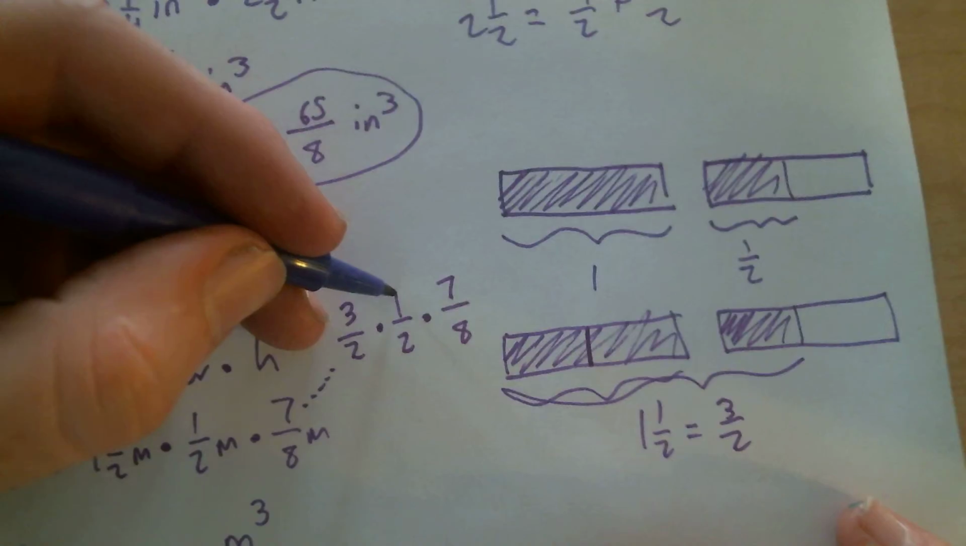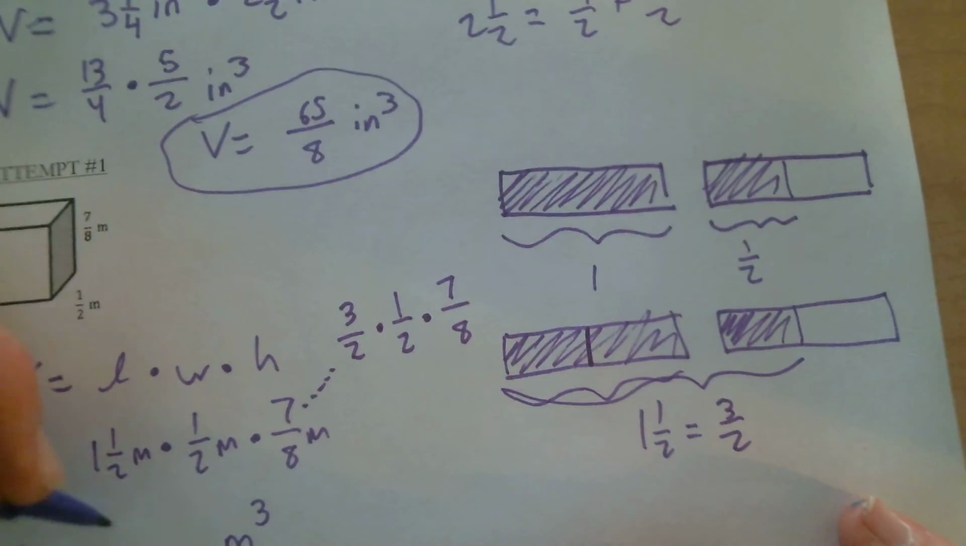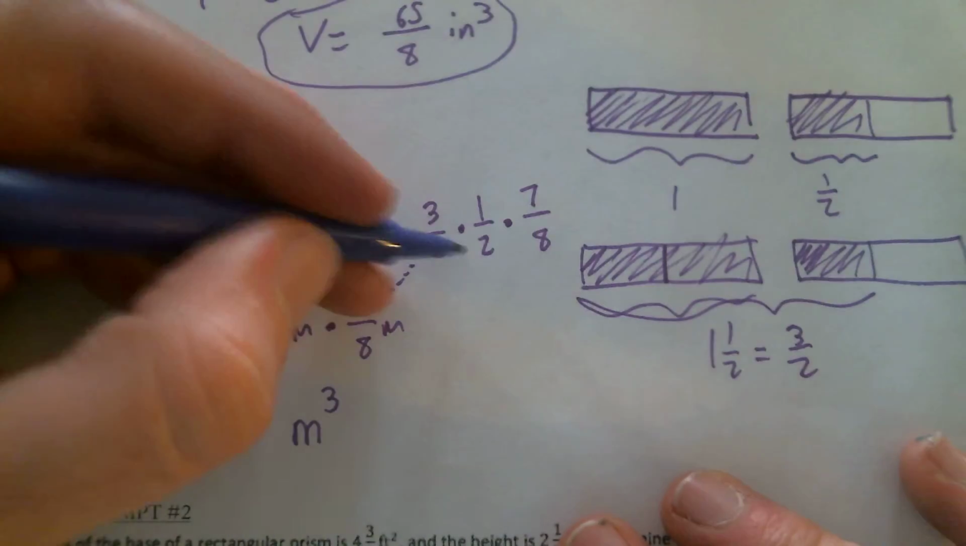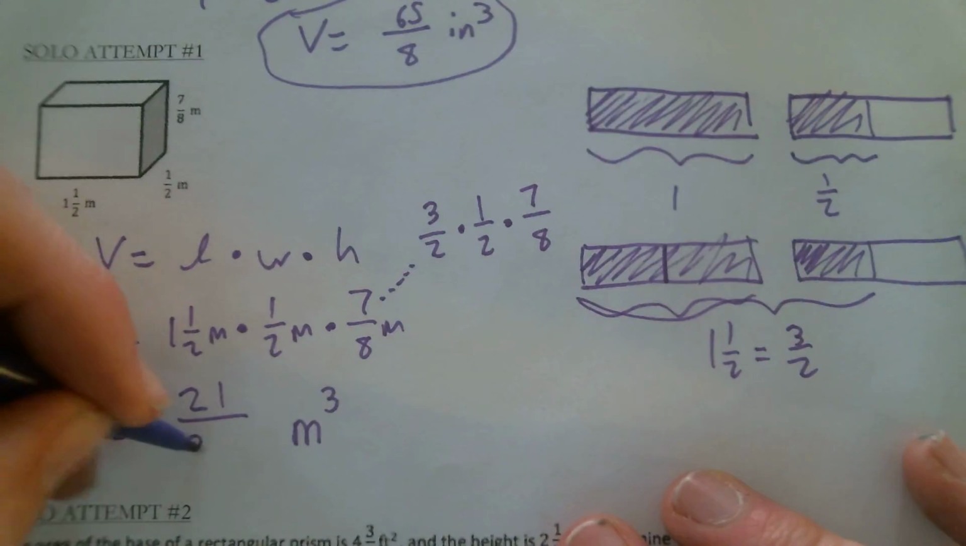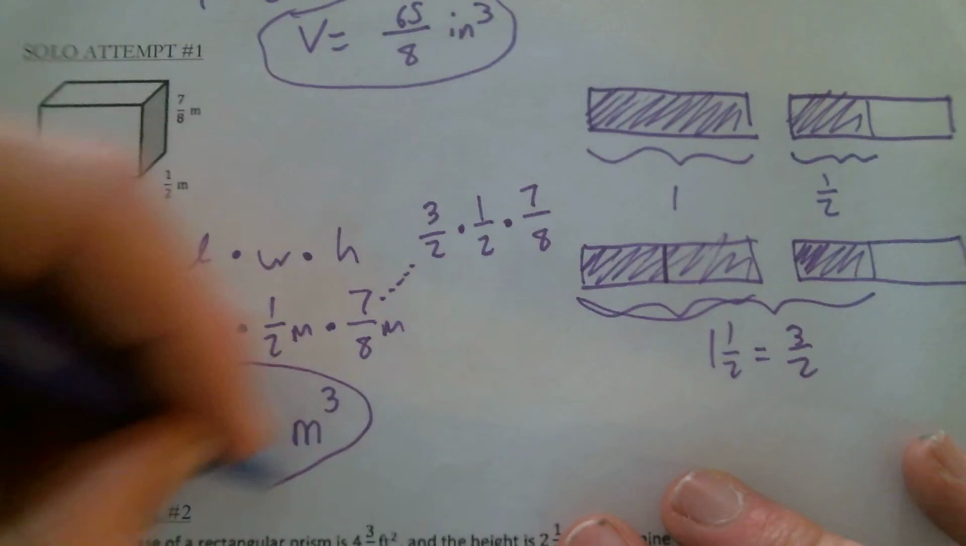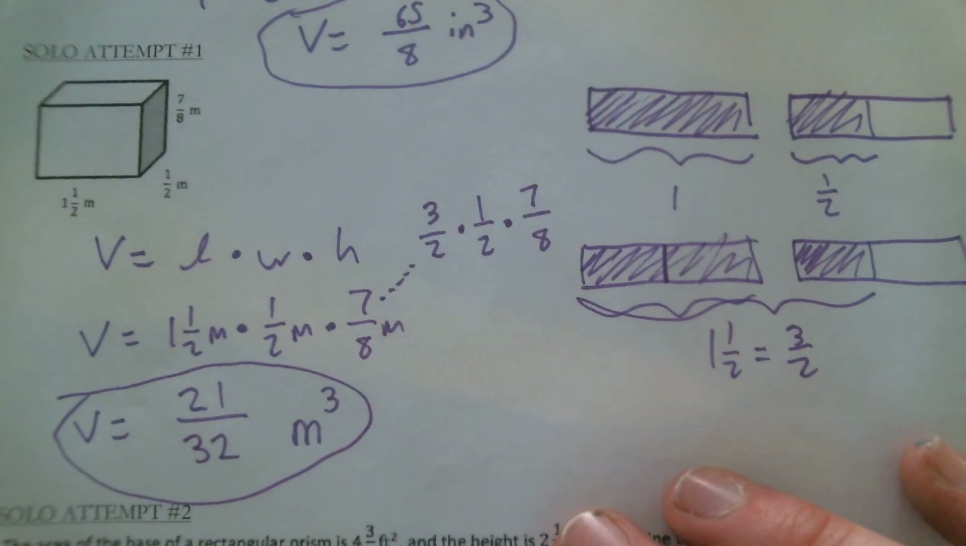So 3 times 1 is 3. 3 times 7 is 21. And then 2 times 2 is 4. 4 times 8 is 32. So here we have 21/32 meters cubed.